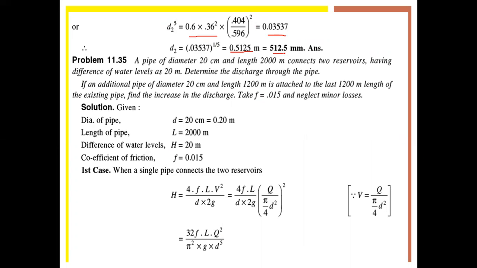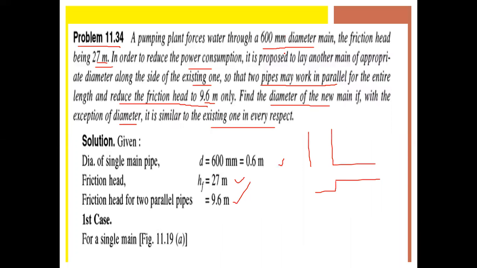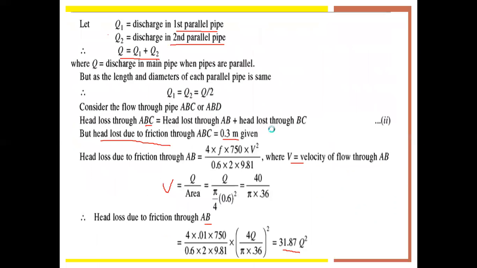Hope you understood. So this is another way of finding the diameter of the new main pipe, if the diameter of the pipe is similar to the existing one in every aspect. Hope you understood the three problems.